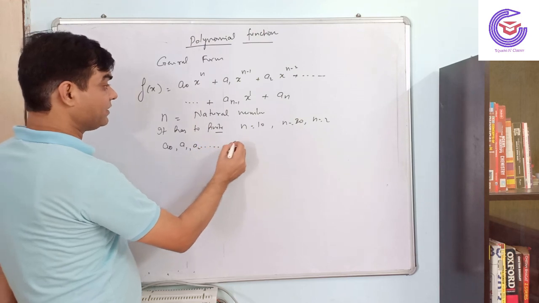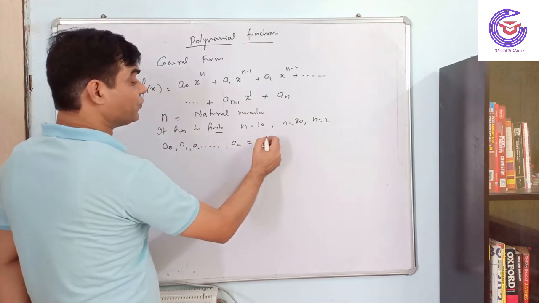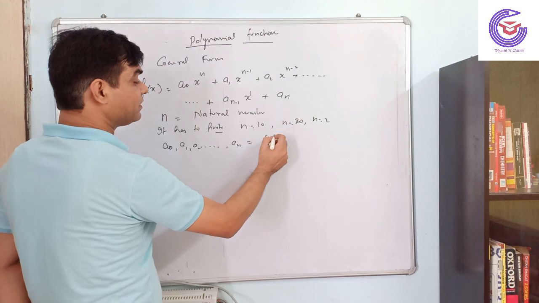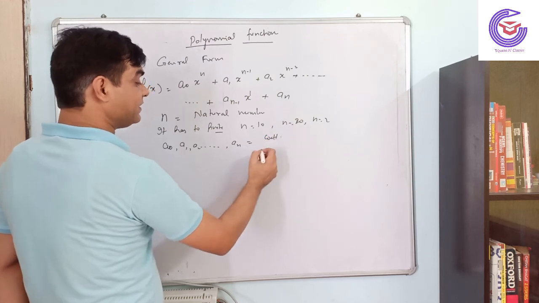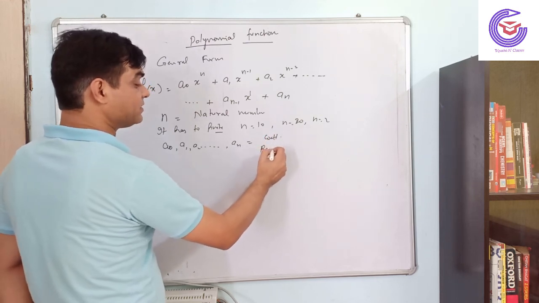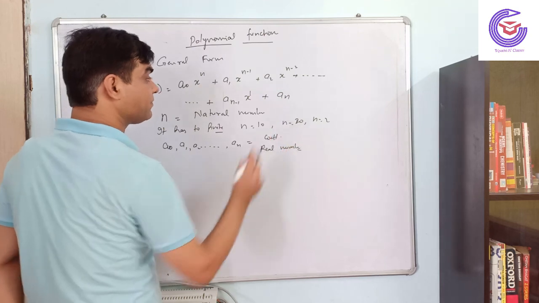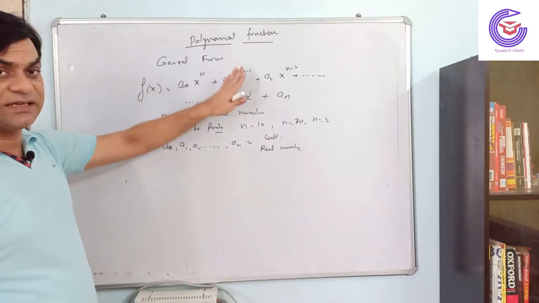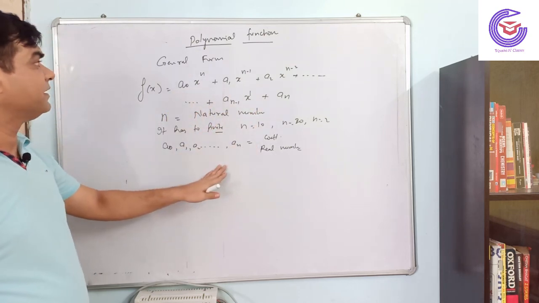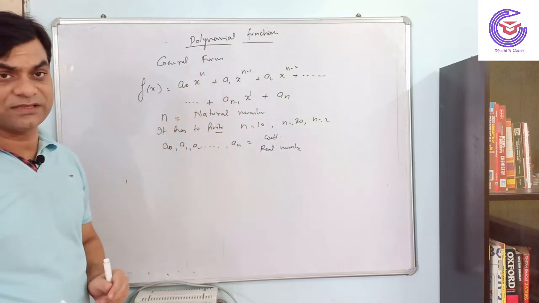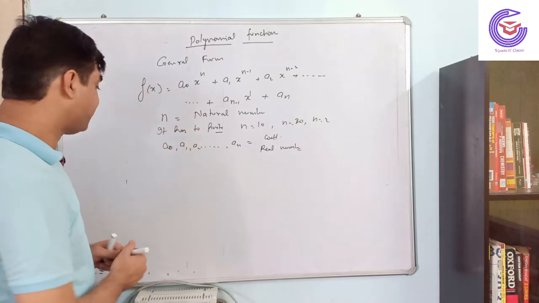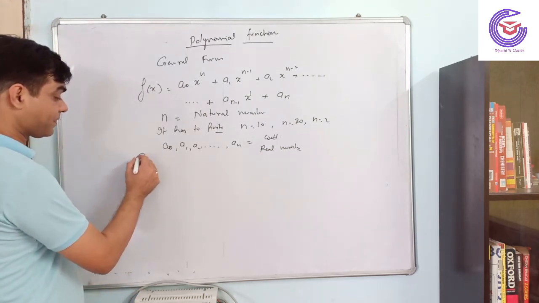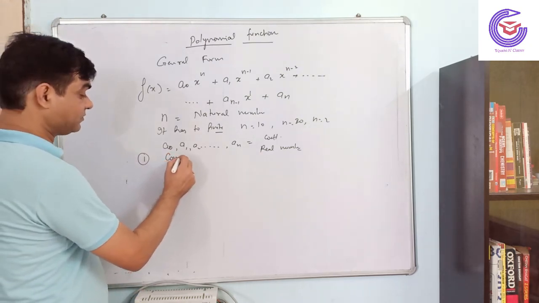a2, these are called coefficients, and they have to be real numbers. Okay. So any function in this form is called a polynomial function. The first function is called constant function.